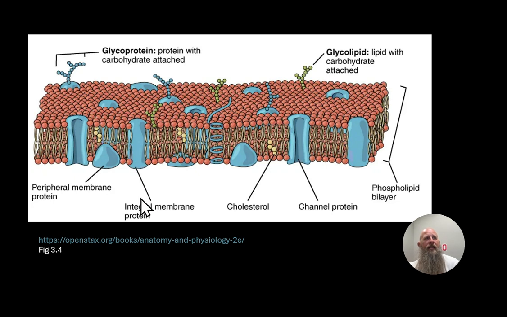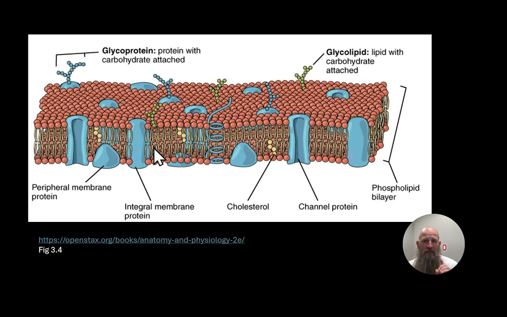An integral membrane protein is one that has both hydrophilic and hydrophobic portions. So it's going to be on the outside of the cell membrane and on the inside of the cell membrane. Hydrophilic out here, hydrophobic in here. There are going to be hydrophilic regions of that protein and hydrophobic regions of that protein.